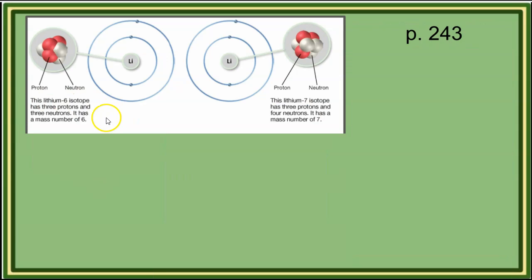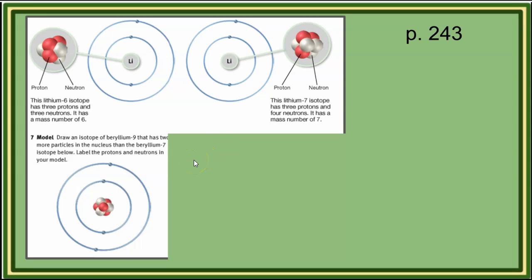This picture shows lithium-6 isotope that has 3 protons and 3 neutrons and a mass number of 6. Because of the mass number of 6, that's why we call it lithium-6. This is the isotope lithium-7. It still has 3 protons because that's its atomic number, but lithium-7 has an additional neutron, giving it a mass number of 7.